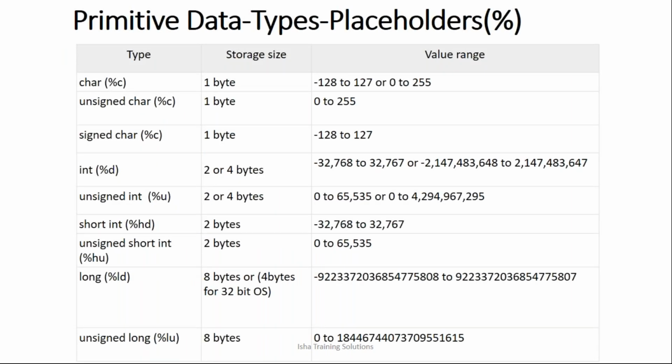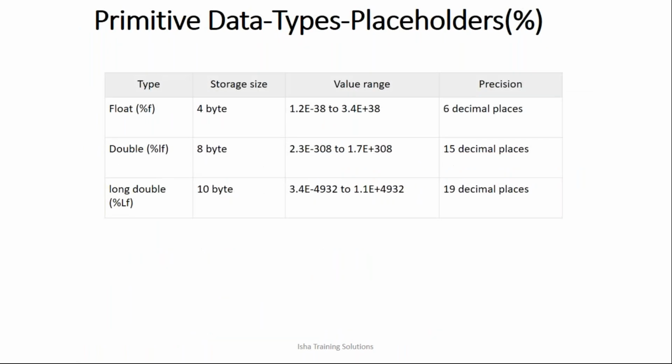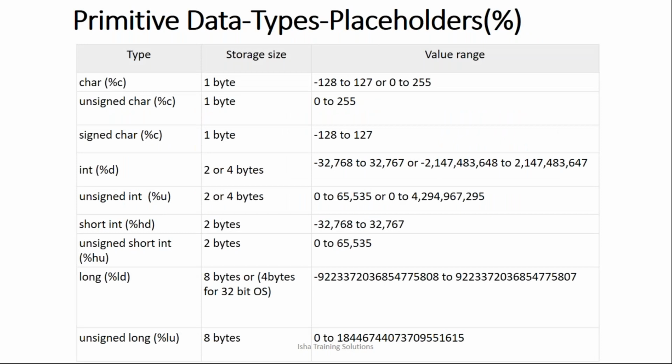If you have a look, we have different data types here which we haven't listed there: unsigned char, signed char, unsigned int, short int, unsigned short int, long, unsigned long. Many are there actually, but we are going to use very few when we are writing. No need to worry.